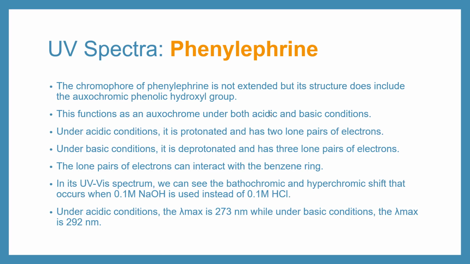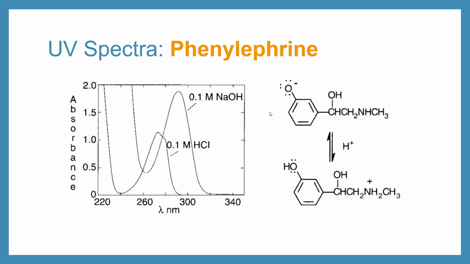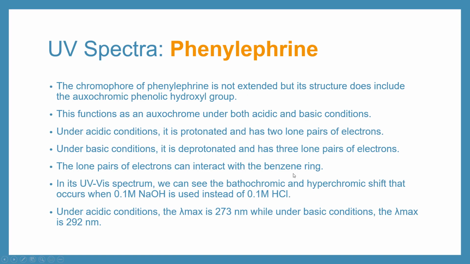We're talking about that benzene ring. But we do have an auxochrome, so we have that phenolic hydroxyl group. When we have an OH directly bound to a benzene ring, we can call that a phenol group.